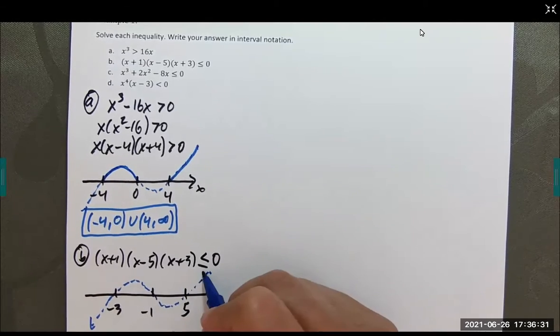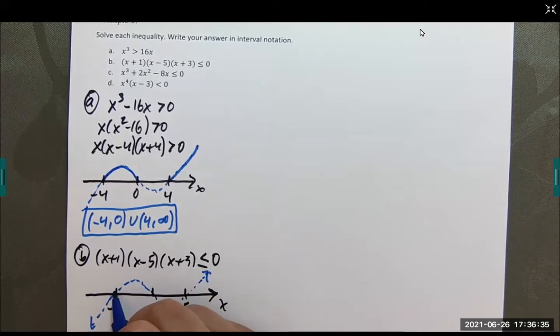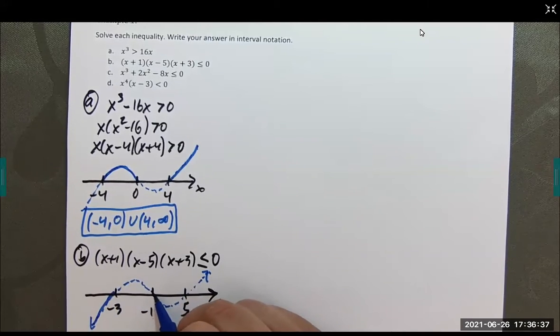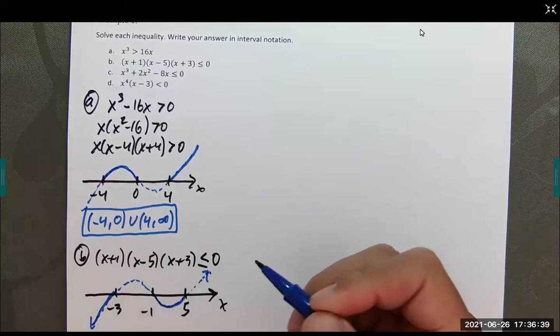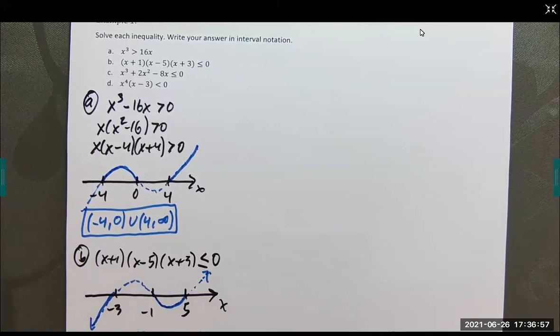So we want to know when is it negative. It's negative down here and down here. Also, we are including the 0 in this case. So this is going to be -infinity to -3 with a bracket to show that we're including it. Remember, infinities always have parentheses. And then -1 to 5 inclusive.